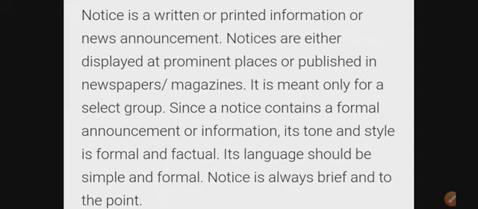Now, since the notice contains a formal announcement of information, its tone and style is formal and factual. See, we are passing a formal message. It's a government notice. All right. So definitely the language should be formal. And its language should be simple and formal and always brief and to the point. Don't add anything unnecessary. Just pass on the message. And if you think that it has been conveyed properly, then no need to go beating about the bush.